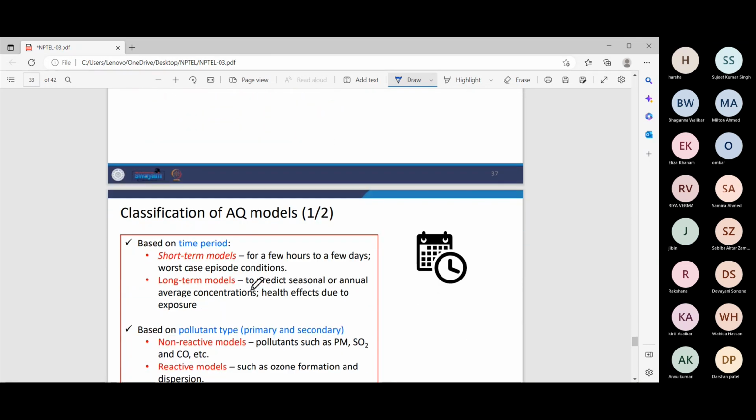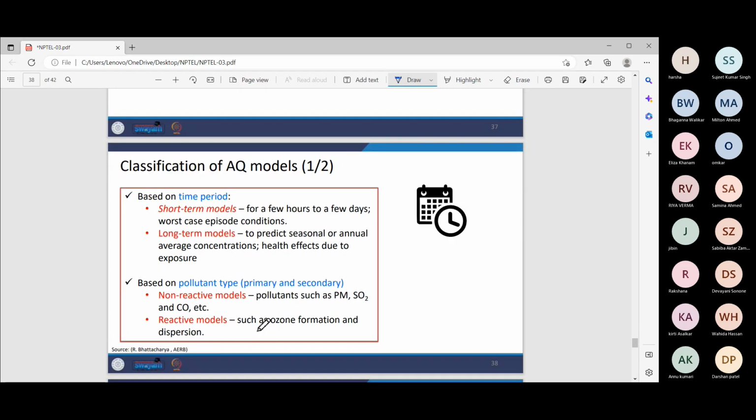Okay, so let's discuss all the classifications. Based on the time period, the air quality models are differentiated as short-term and long-term models. The short-term models will be for a few hours to a few days. Basically, these will be the worst-case episode conditions. The long-term models are to predict the seasonal or annual average concentrations. For example, if we are calculating the health effects due to certain exposure conditions, then we'll go for the long-term models.